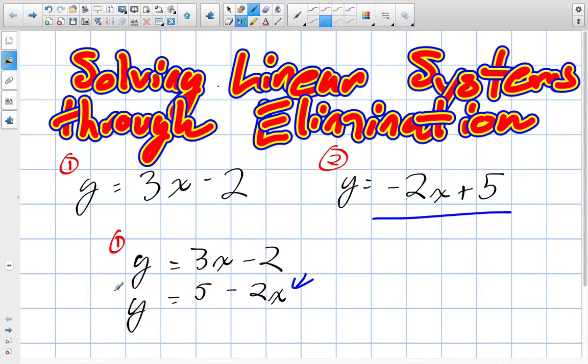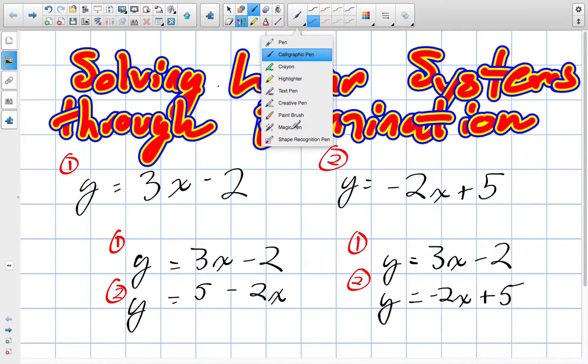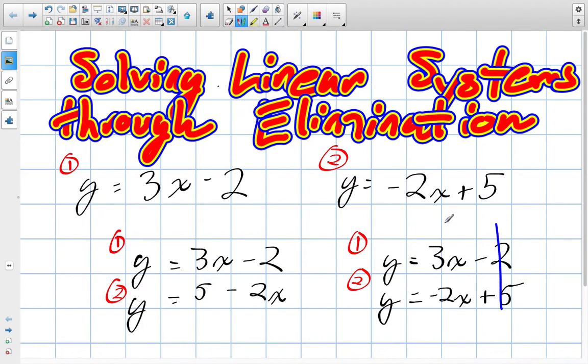So again, this was equation 1, this was equation 2. So equation 1, we have y is equal to 3x minus 2. And in equation 2, we're going to line everything up. So y equals, what's the x value? Negative 2x. And what's the constant? Positive 5. Perfect. So we now have constants lined up, x variables lined up, and y variables lined up. This works out wonderfully for us.